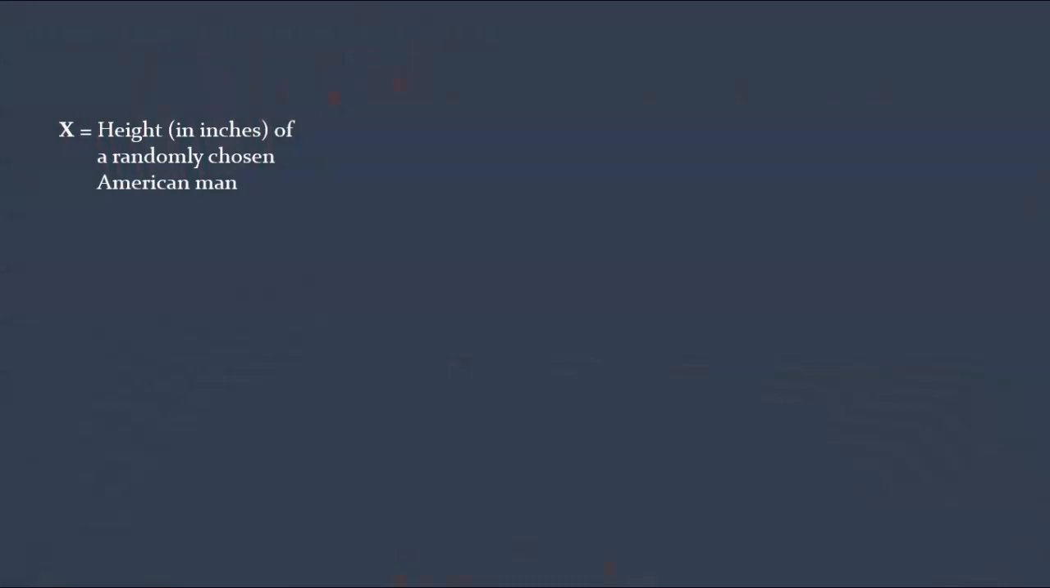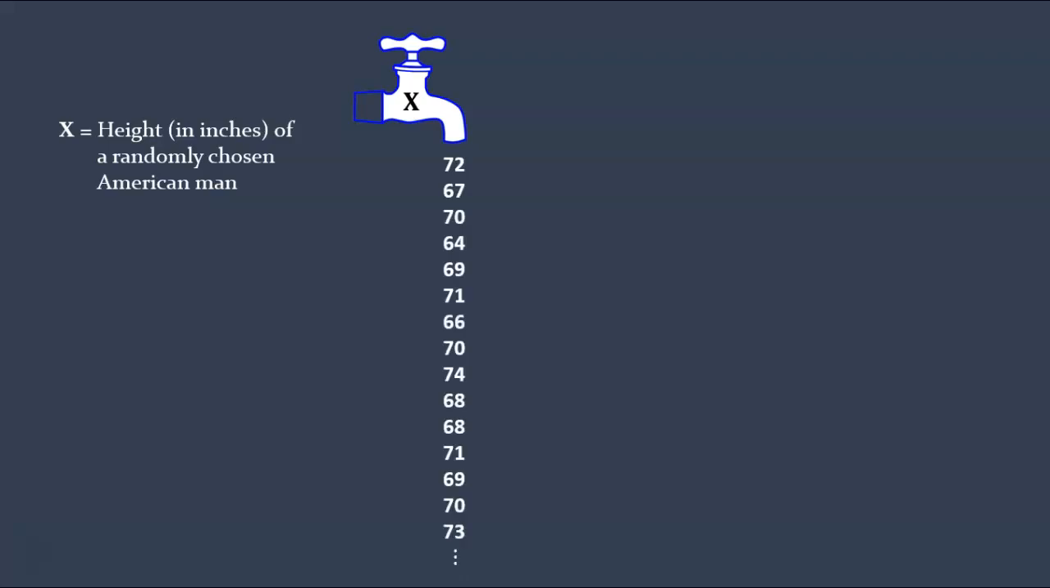Let x be the height in inches of a randomly chosen American man. This is a random variable, and we remember how those work. We can think of any random variable as a faucet, and when we open the tap, values come pouring out. Here, the heights of randomly chosen American men. As we've discussed before, this particular random variable is normally distributed with a mean of 70 inches and a standard deviation of 3 inches. So far, this is old news, but now we'll do something different.